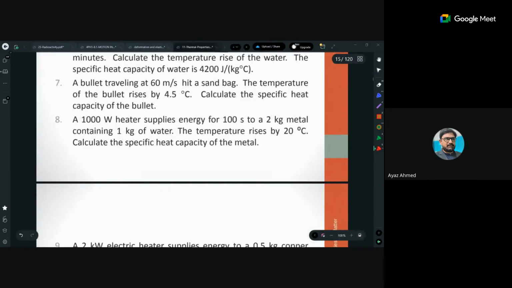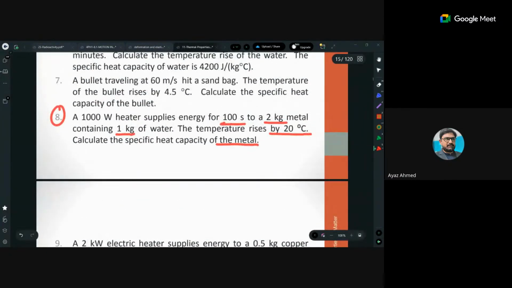Now let's have another question. These types of questions are asked to you in the exam. A 1000-watt heater is supplying energy for 100 seconds to 2 kg of metal containing 1 kg of water. The temperature rise of the water is 20 degrees centigrade. Calculate the specific heat capacity of the metal.